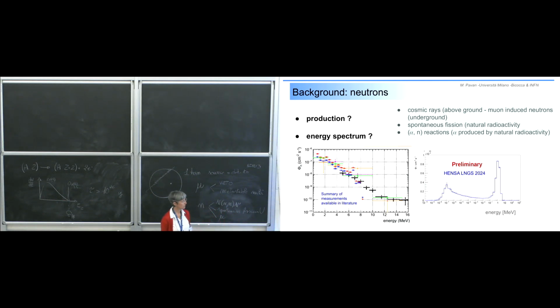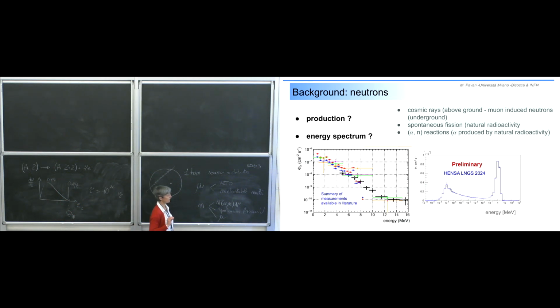This is the region of what we call thermal neutrons. Then, when the energy increases, we call them epithermal, and then we have fast neutrons. Fast neutrons are those that we discussed at the beginning as an example of particles that can induce a nuclear recoil, like a WIMP.